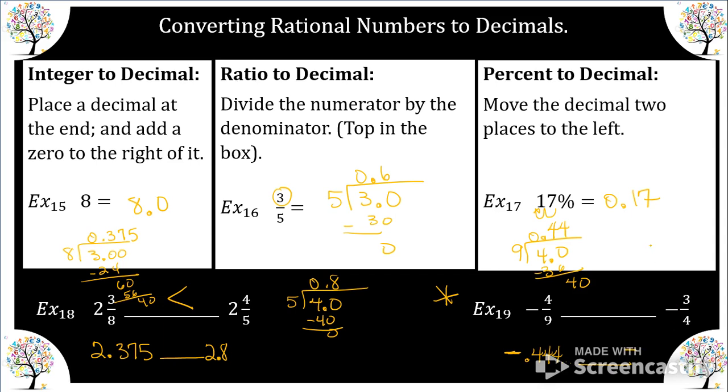Hopefully we know that that is 0.75, but just in case, so 4 into 3, 0 times. 4 into 30 is going to go 7. 7 times 4 is 28. And 4 into 20 is 5. So it's negative 0.75. So we compare the negative 4 and the negative 7. Negative 4 is greater than negative 7. Therefore, negative 4/9 is greater than negative 3/4.